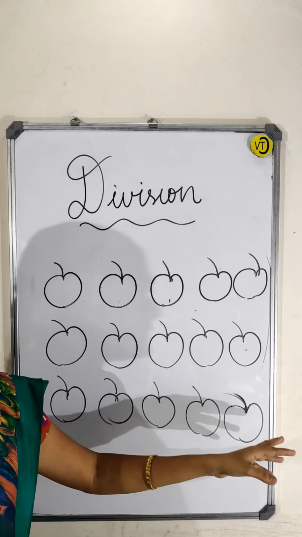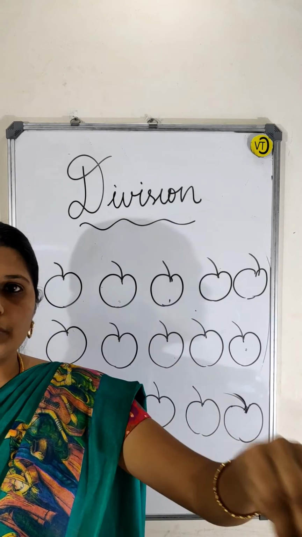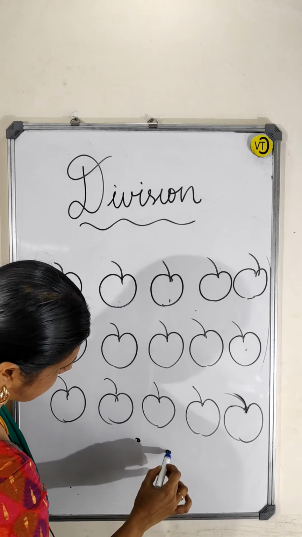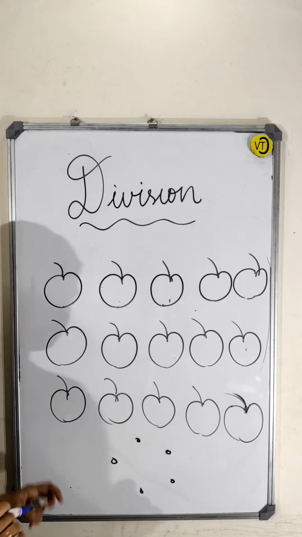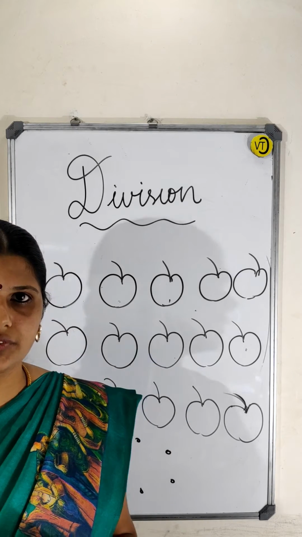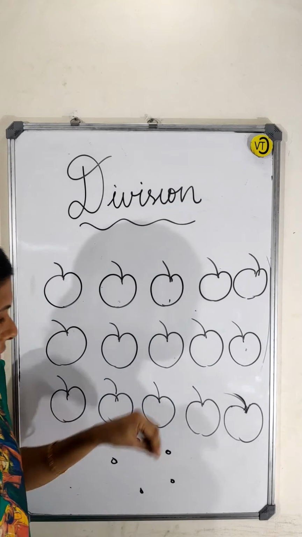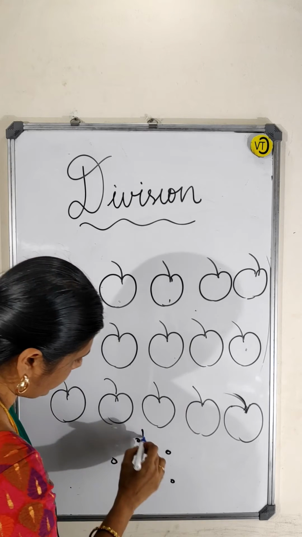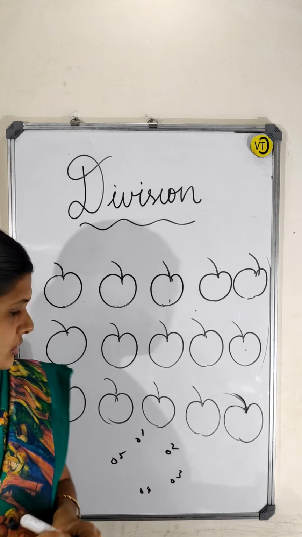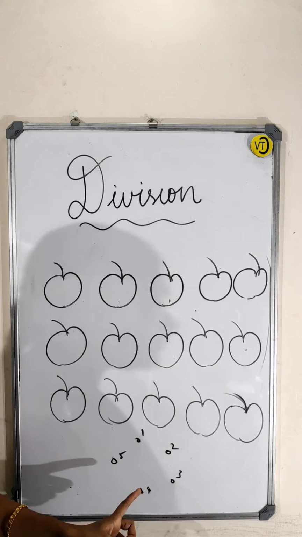Seema told the children to sit in a circle and started distributing the apples. The children can sit like this, so they sat in a circle. The first step: she gave 1 apple to each child. So 1, 2, 3, 4, 5 children are there. She started giving 1 apple to each child.